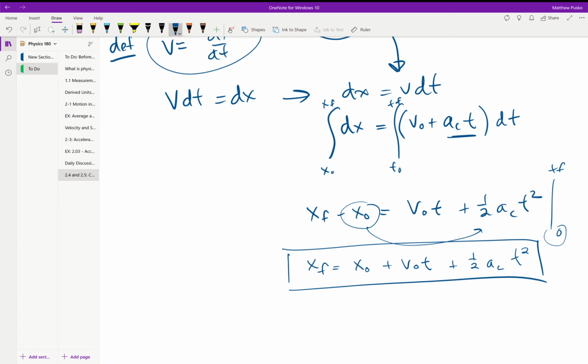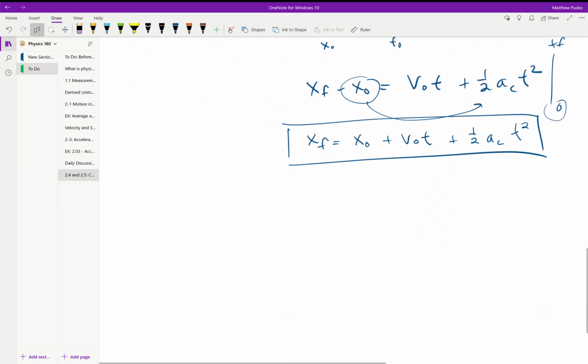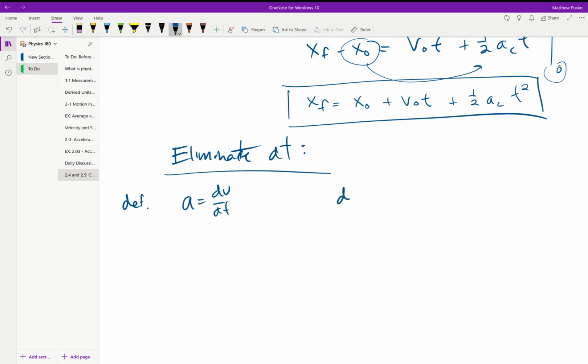Alright, we can get one more by eliminating dt. So let me show you what that means. So I'll write it down. Eliminate dt. So we have acceleration is dv dt. That's a definition, right? We also have a definition of velocity is equal to dx dt, the time derivative of position with respect to time.